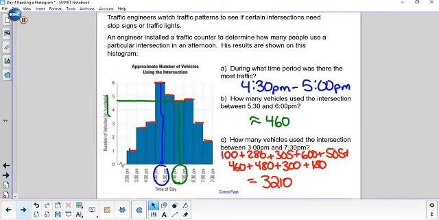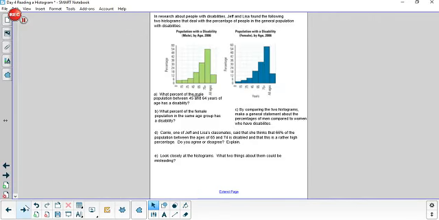So that is how you can read a histogram. Let's try one more. In research about people with disabilities, Jeff and Lisa found the following two histograms that deal with the percentage of people in the general population with disabilities. The graph on the left is males. The graph on the right is females. So what percentage of the male population between 45 and 64 has a disability? So male is on the left. Between 45 and 64, what is this value? It is approximately 18%.